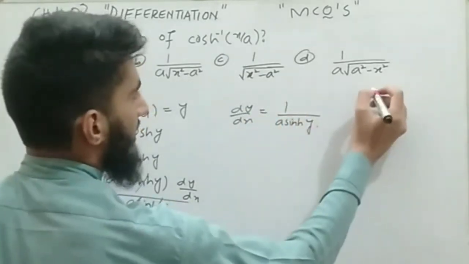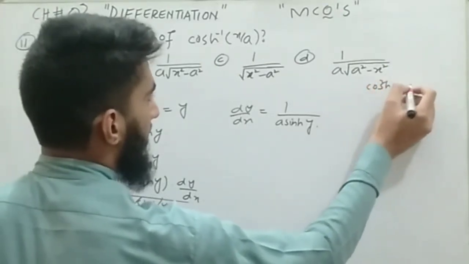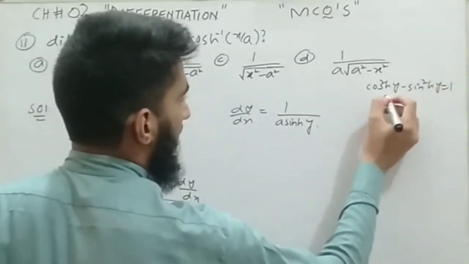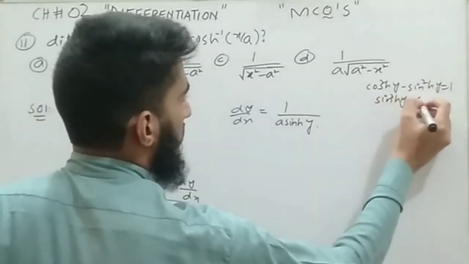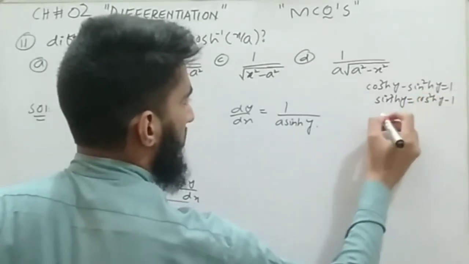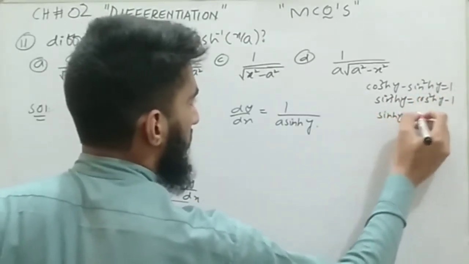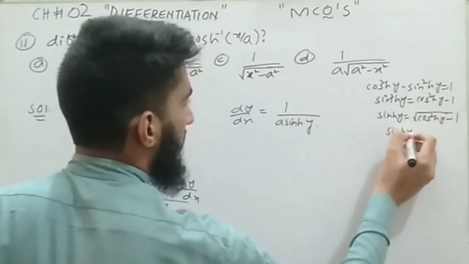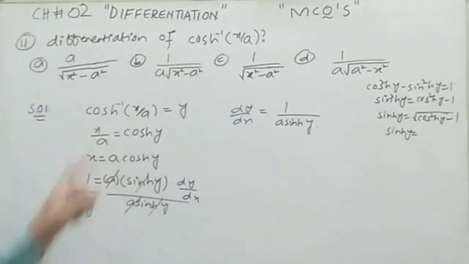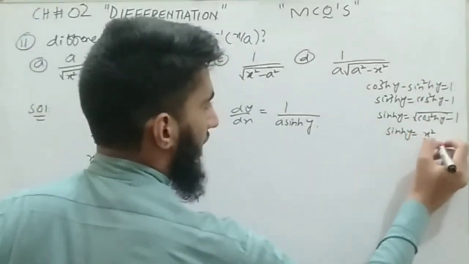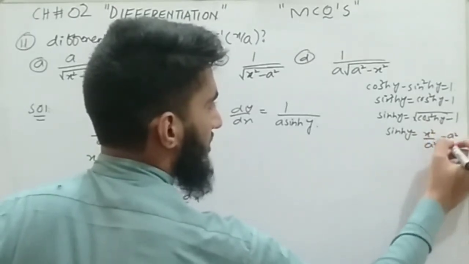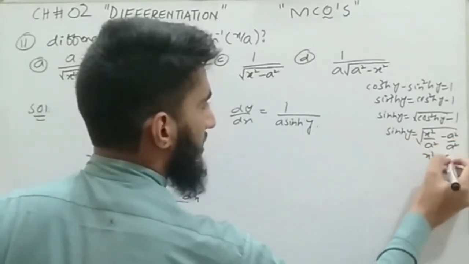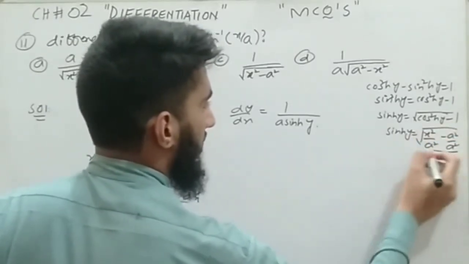Now we learned the formula in the previous MCQs that cos square hyperbolic y minus sine square hyperbolic y is equal to 1. So sine square hyperbolic y will be equal to cos square hyperbolic y minus 1. So sine hyperbolic y will be equal to under root of cos square hyperbolic y minus 1. Cos hyperbolic y is x by a, so it becomes x square by a square. Minus 1 can be written as minus a square by a square. Taking LCM, it becomes under root of x square minus a square divided by a square.